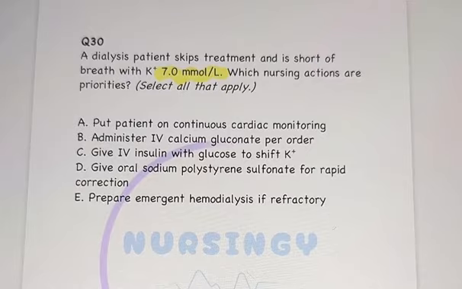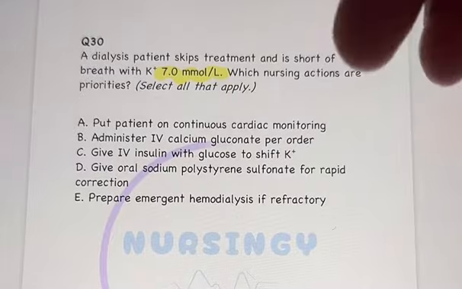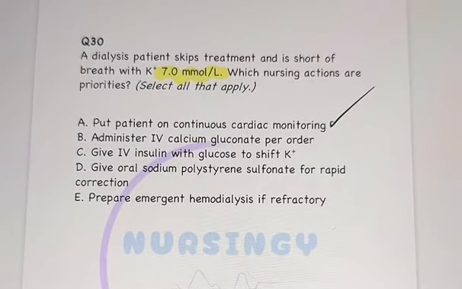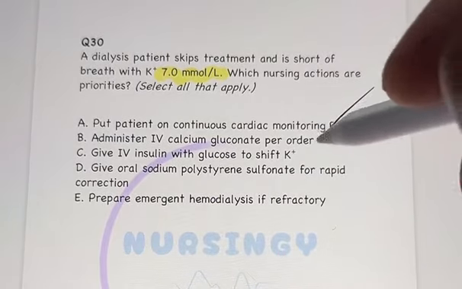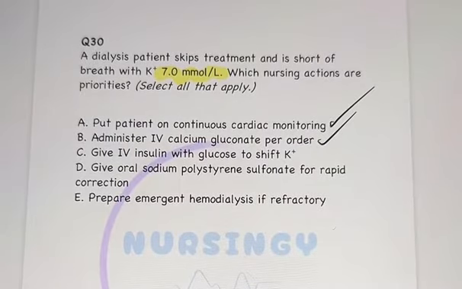A dialysis patient skipped treatment and is short of breath with potassium 7.0 mmol per liter. Which nursing actions are priority? A: put the patient on continuous cardiac monitoring. Yes, definitely. B: administer IV calcium gluconate per order. It does not help to lower the potassium, but it will stabilize the cardiac membrane. Yes.